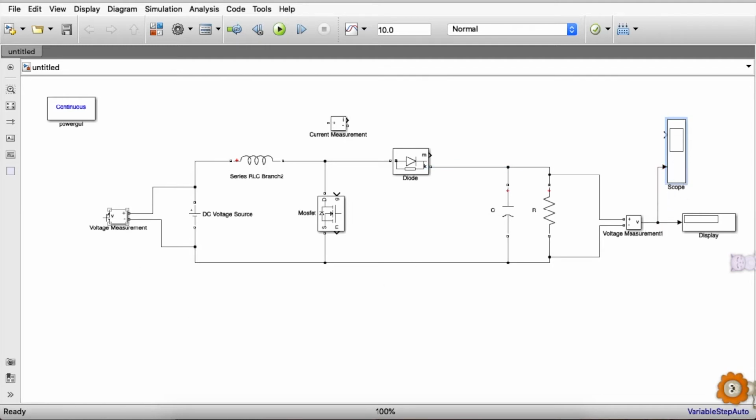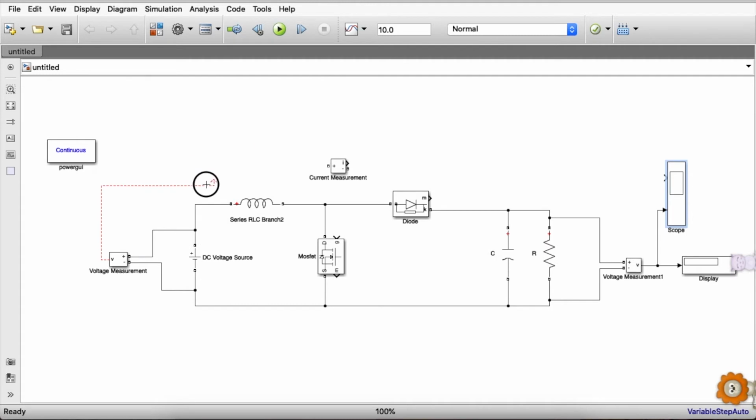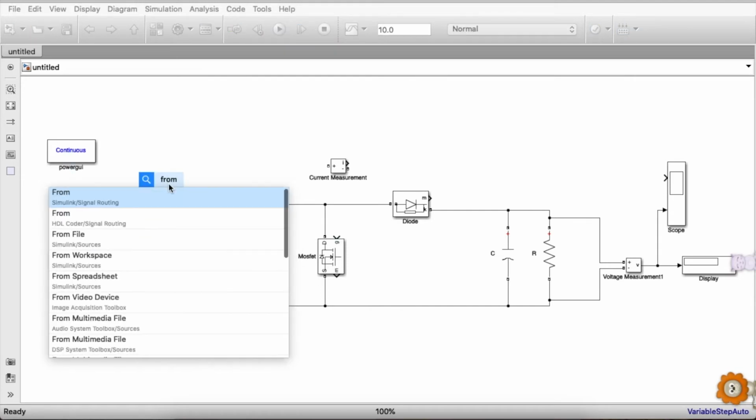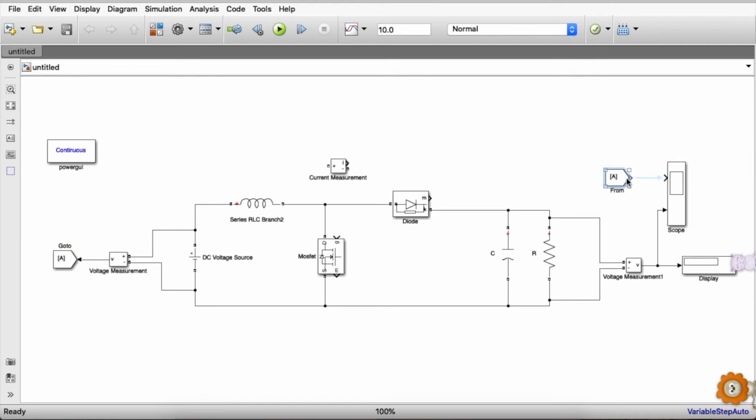Now instead of connecting this voltage measurement directly from here to here, we can simply use Goto and From. Now everything is done. Okay, this current measurement I'll simply use to measure the inductor current.